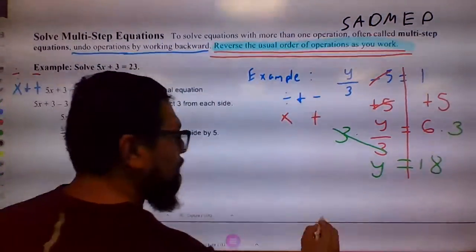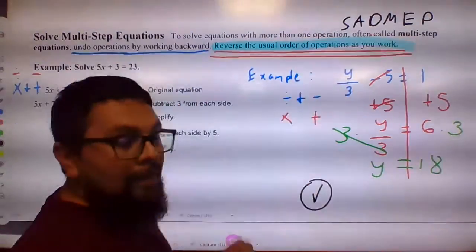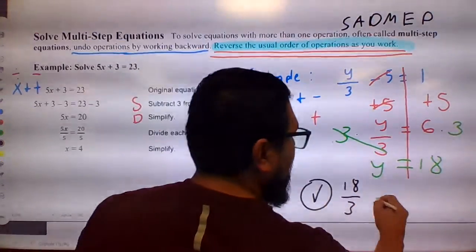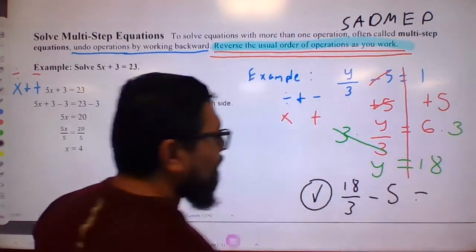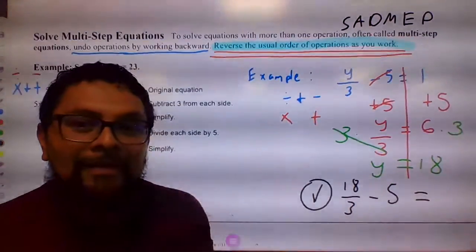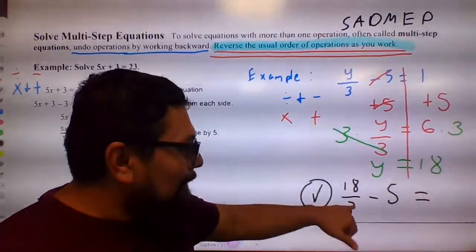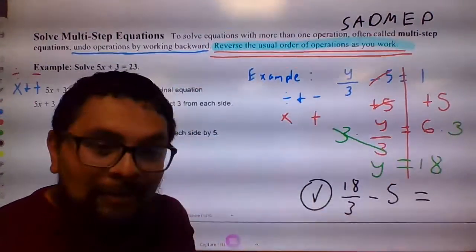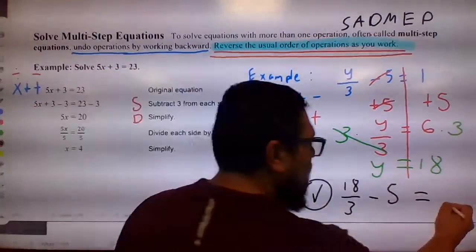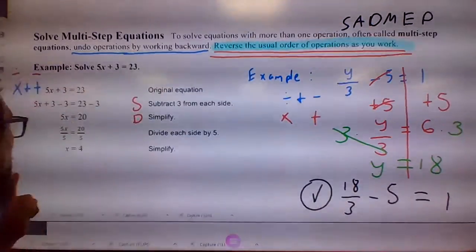Now, let's check our answer. Let's substitute 18 back into the y. So 18 divided by 3 minus 5. Now, to solve this, now you use PEMDAS, right? Which is this backwards, right? So you're going to go ahead and divide. 18 divided by 3 is 6. 6 minus 5 is 1. We got the same answer. We're done.